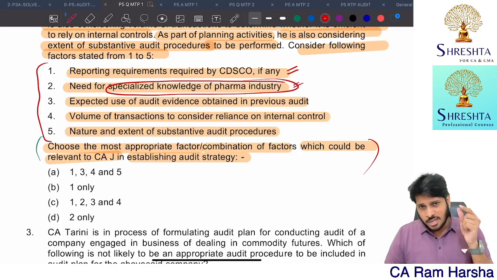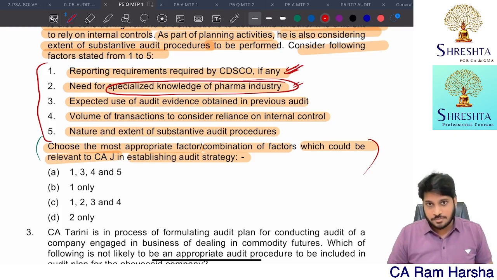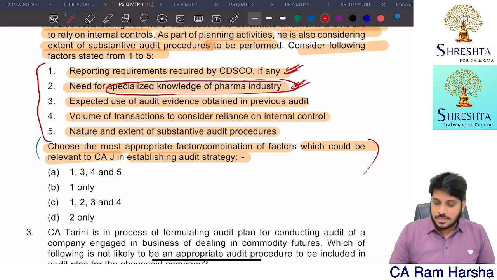You see, in our audit strategy chapter, what are the points the auditor has to consider while establishing the overall audit strategy? We have given certain points: relevant industry knowledge, reporting requirement, preliminary results of preliminary engagement activity. Like that, we have given some 4-5 points, with sub points also. These sub points you will find: reporting requirement under the regulatory. Is there a specialized knowledge?